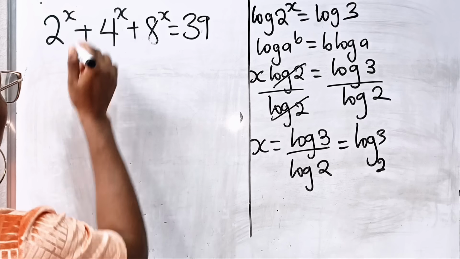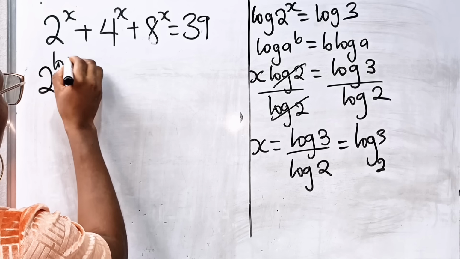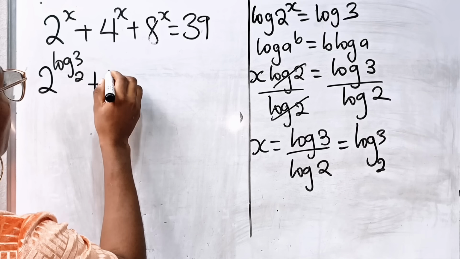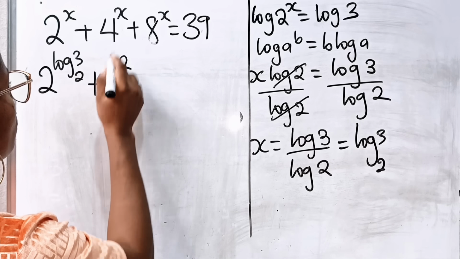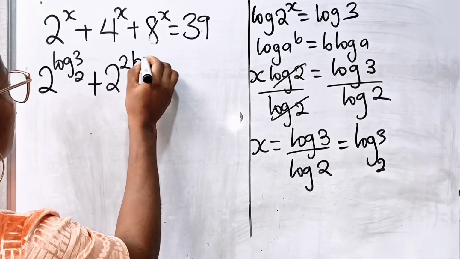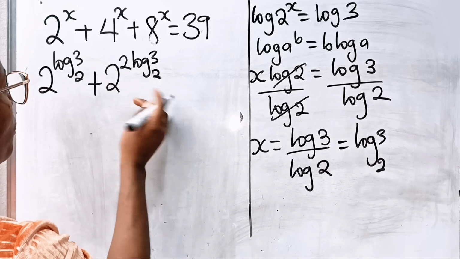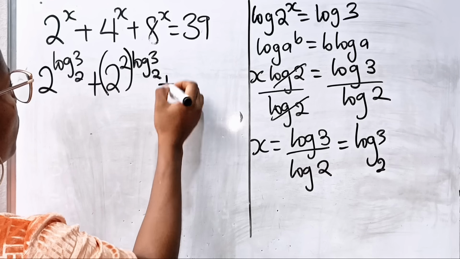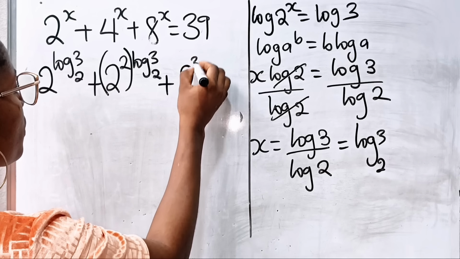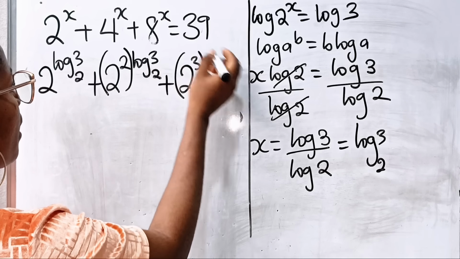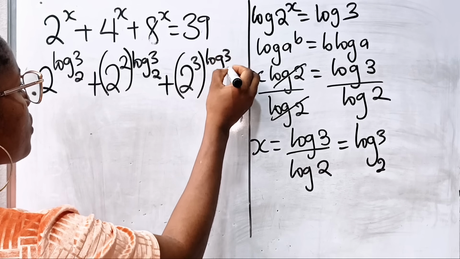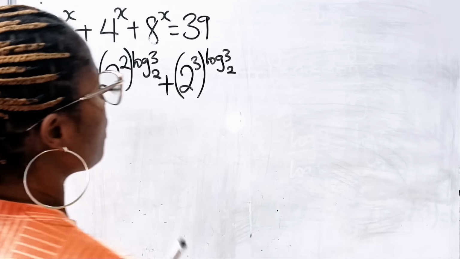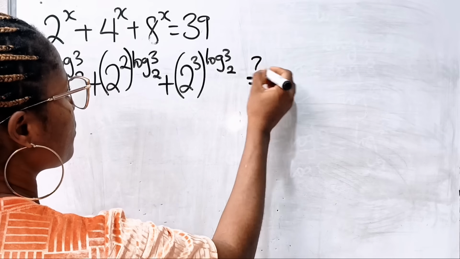So we have 2 to the power of x, which is 2 to the power of log 3 base 2, plus 4, which is the same thing as 2 to the power of 2, then let's substitute our x, log 3 base 2, putting it in brackets. Then plus 8, which is 2 to the power of 3, then our x is log 3 base 2. Now let's see if this is actually equal to 39.